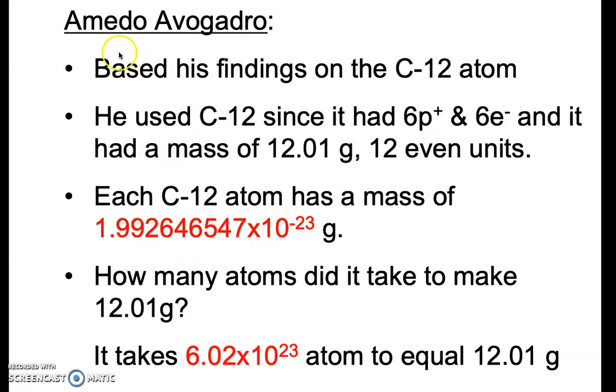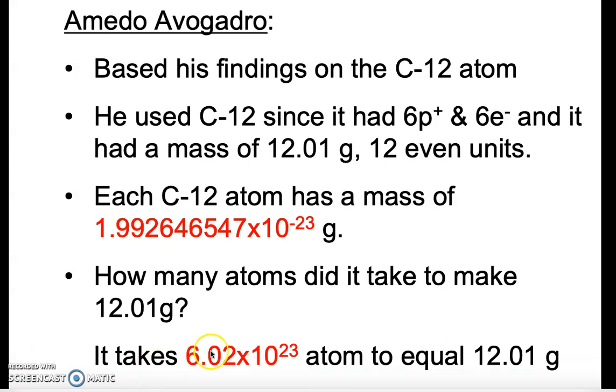Now, the mole is actually based on the Italian scientist Amedeo Avogadro. It was based on his findings on the carbon-12 atom. He used carbon-12 since it had 6 protons and 6 electrons, and it had a mass of 12.01 grams, or 12 even units. Now, each carbon-12 atom had a mass of 1.992646547 times 10 to the negative 23 grams. That's a very, very small number. Super tiny. So how many atoms did it take to make 12.01 grams?